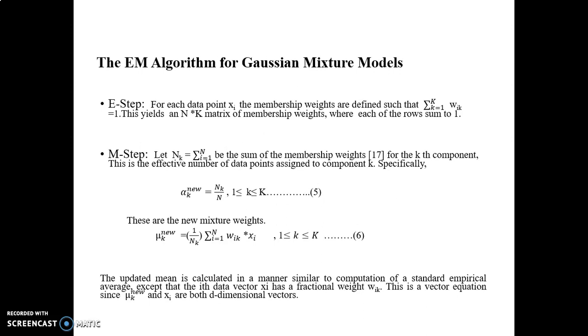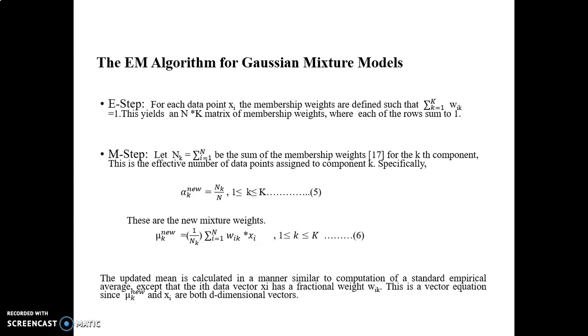Next is the expectation maximization, or EM, algorithm for the Gaussian mixture model. Here we have to do it stepwise: first the E step and then the M step. For each data point xi, the membership weights are defined such that the summation from k equal to 1 to capital K of w ik equals 1. This yields an n cross K matrix of membership weights, where each of the rows sums to 1.